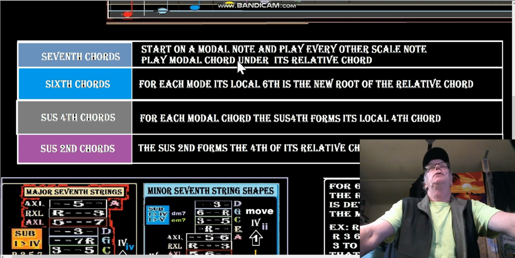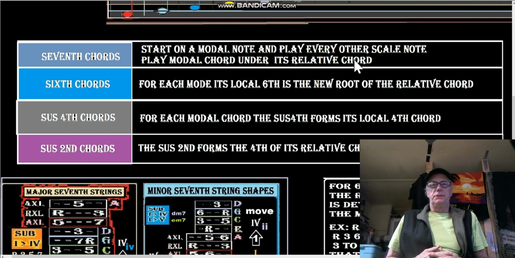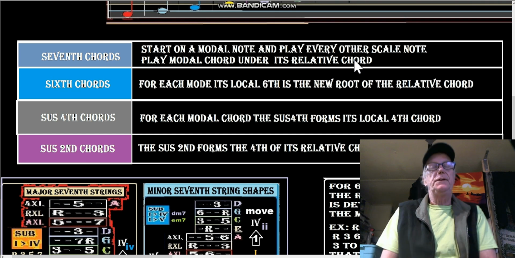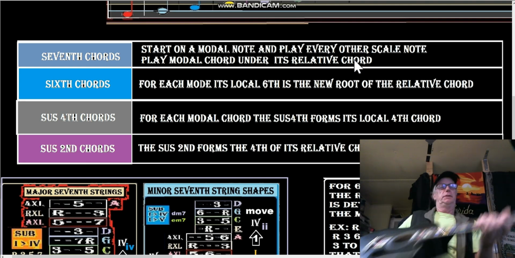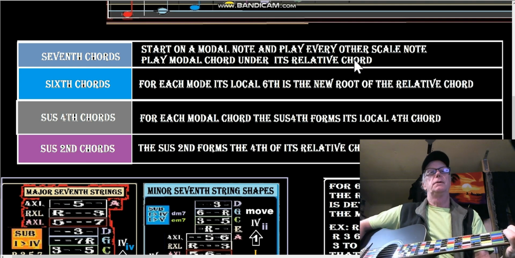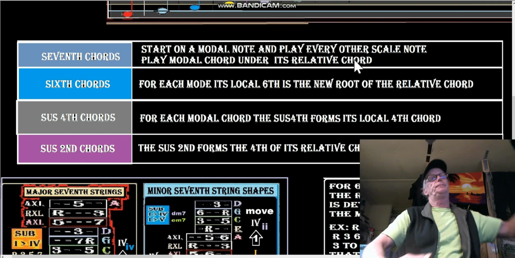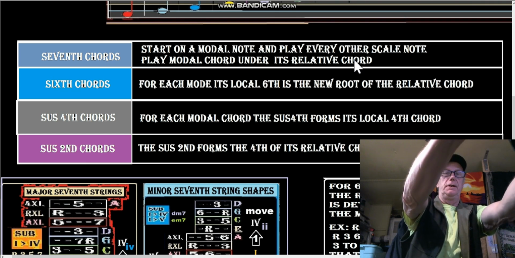So here we go. Seventh chords: play the modal chord under its relative chord. What I'm talking about is very important for this lesson, for me to set this definition that I made, which says that a relative can also be a relative major. Everyone knows that in the C shape, its relative is A minor 6. So if we just played on the piano, C, and then its relative is A minor 6.